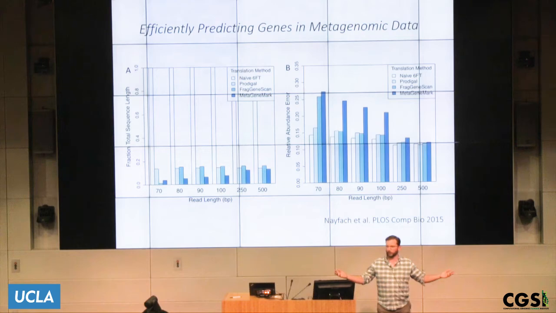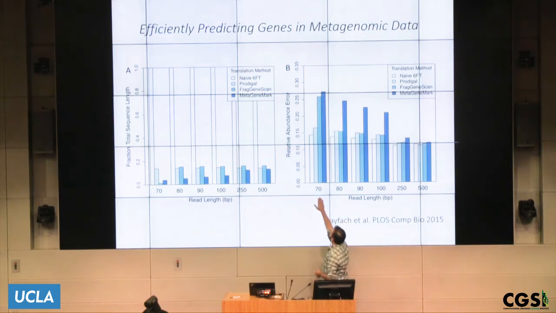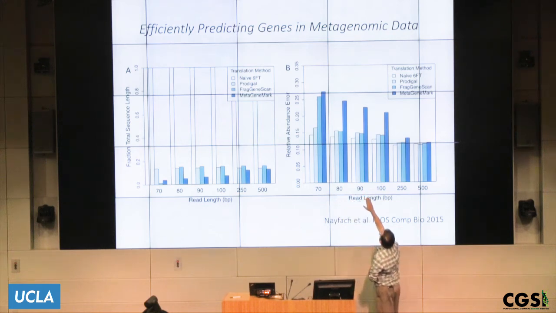And things are going to shake out. And what we see is that for relatively short read lengths, six-frame translation absolutely outperforms, in terms of the total error of the gene family abundances that you end up making, compared to the other gene prediction tools. But as you increase gene length, Prodigal and FragGeneScan tend to do a pretty good job.